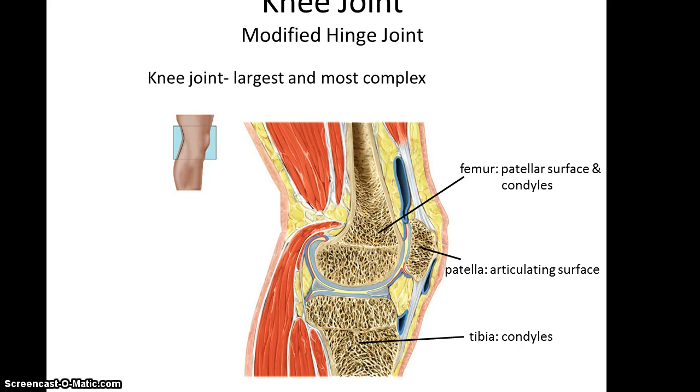So to start with, we have the femur, and it is articulating by its medial and lateral condyles, and by its patellar surface. And at the patellar surface, it will be articulating with the patella's articulating surface. And with its condyles, it will actually be articulating with the tibial lateral and medial condyles.